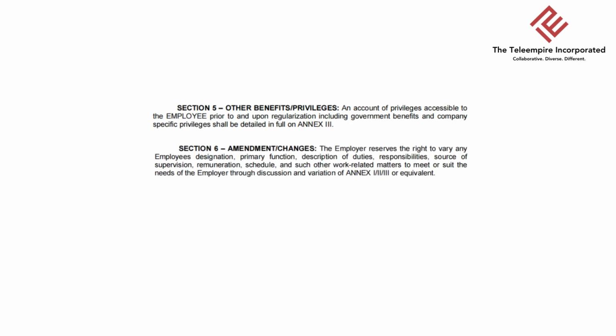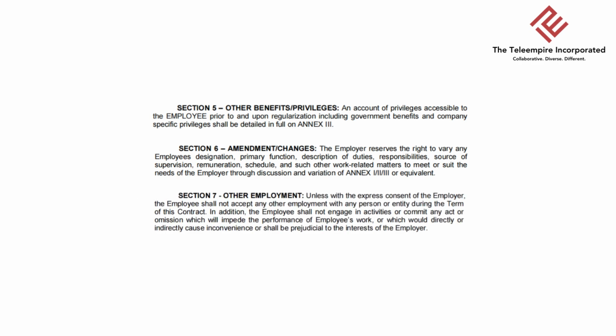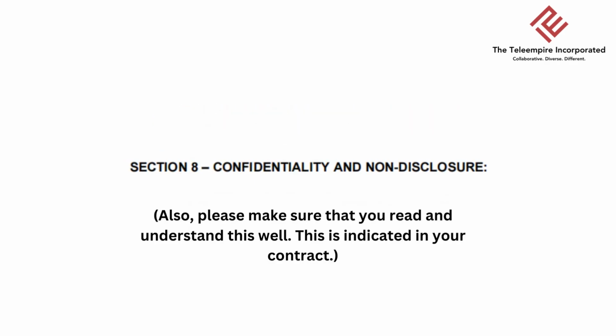In section number 6, the employer has the right to make changes to your designation or modify your duties if necessary. In section number 7, unless you have obtained consent from the company, you are not permitted to accept any other employment with another employer. Section number 8 solely addresses the confidentiality of this contract, meaning you are not allowed to share this information about the contract on any social media platform or disclose it to anyone else.